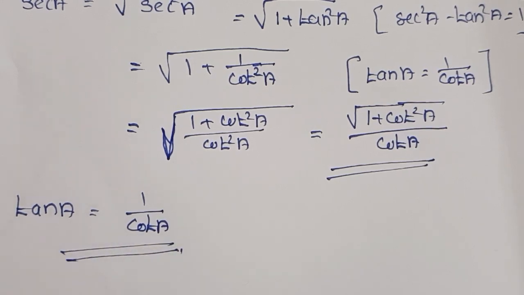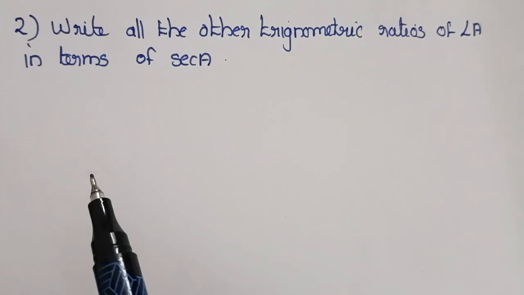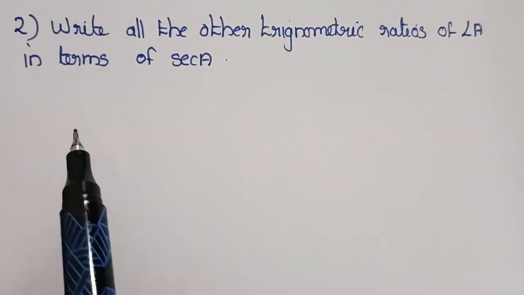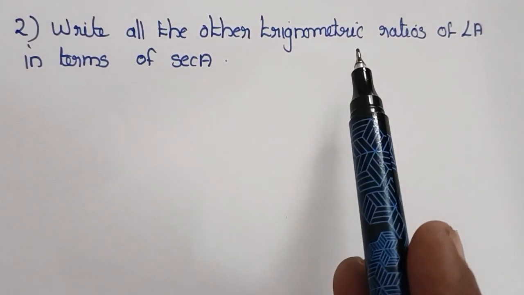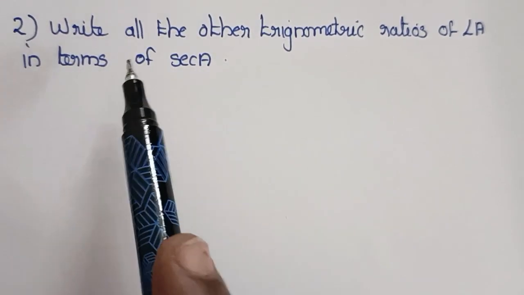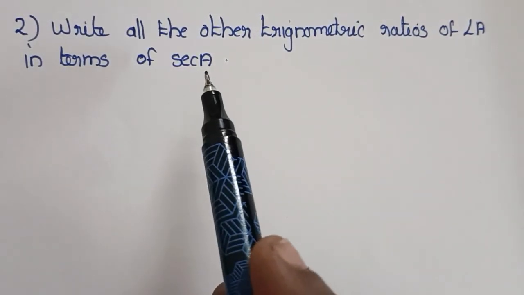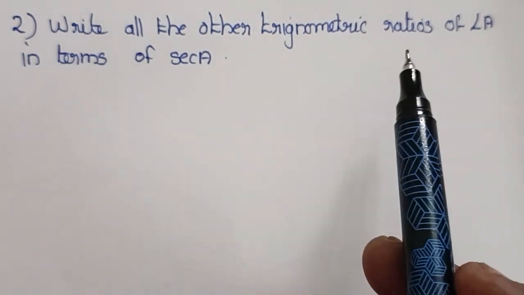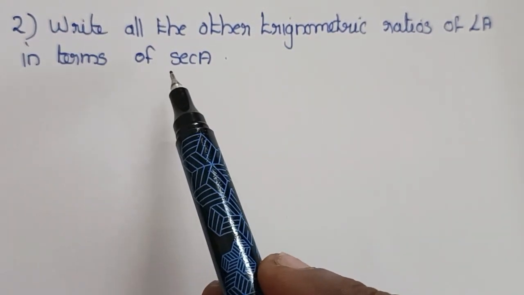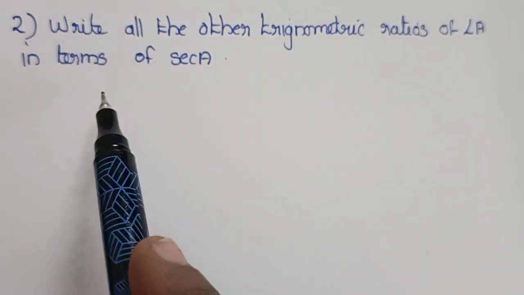Second question, write all the other trigonometric ratios of angle A in terms of cosec A. That is, we have to express sine, cos, tan and so on in terms of cosec A. Okay.